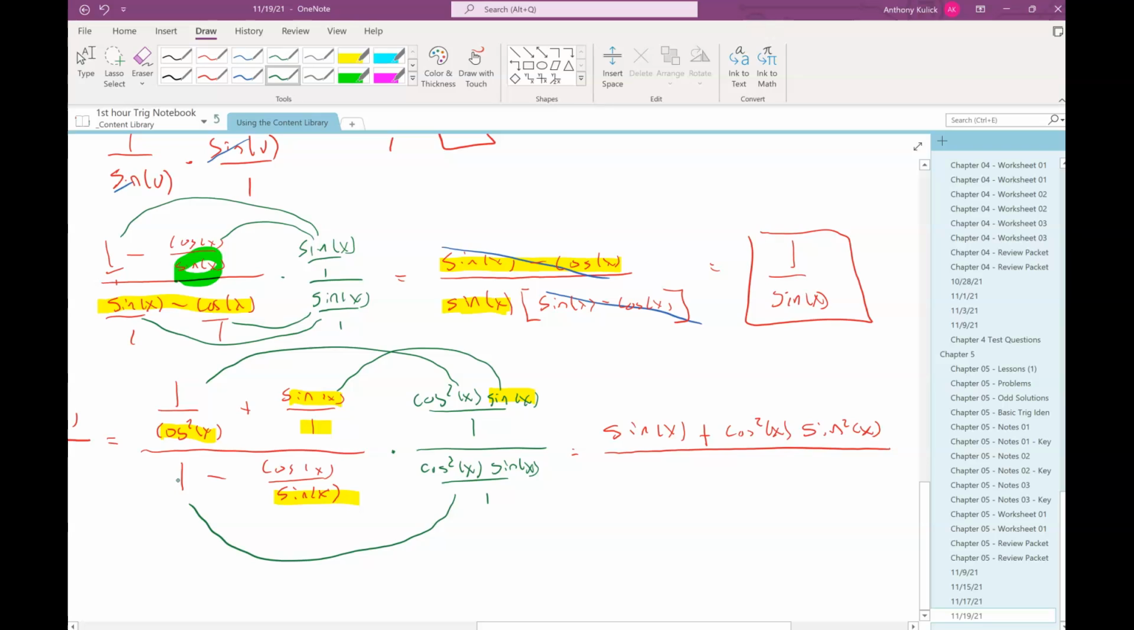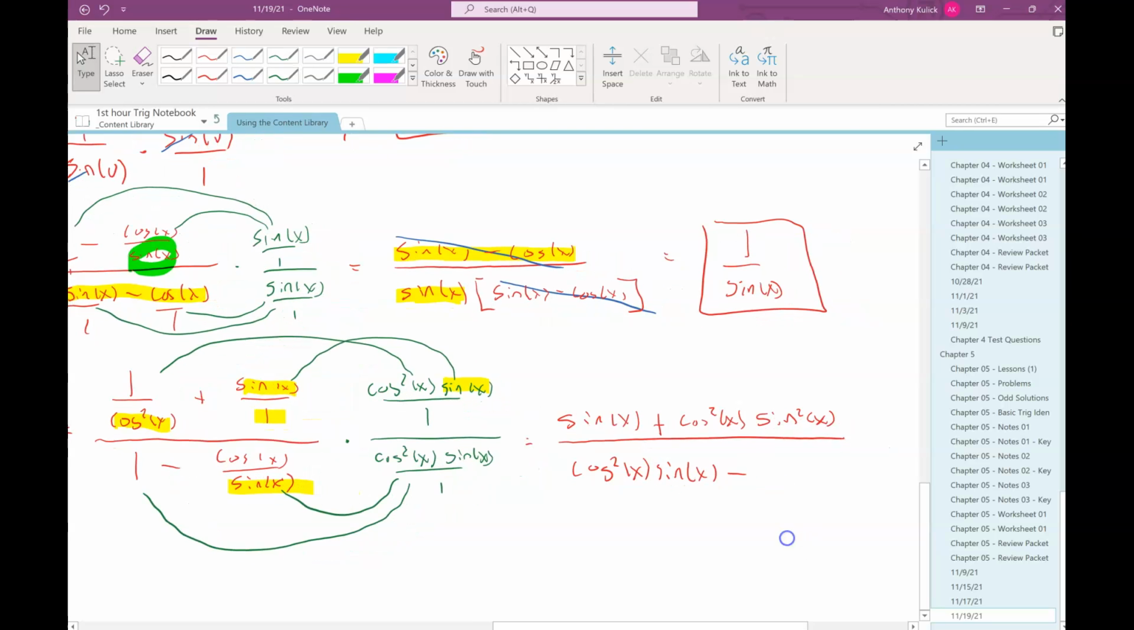So then we'll go to the denominator. Again, we're just multiplying by 1, so nothing happens. And then when I do cosine over sine times cosine squared times sine, the sines are going to cancel, and I'm going to be left with cosine cubed. Oops.